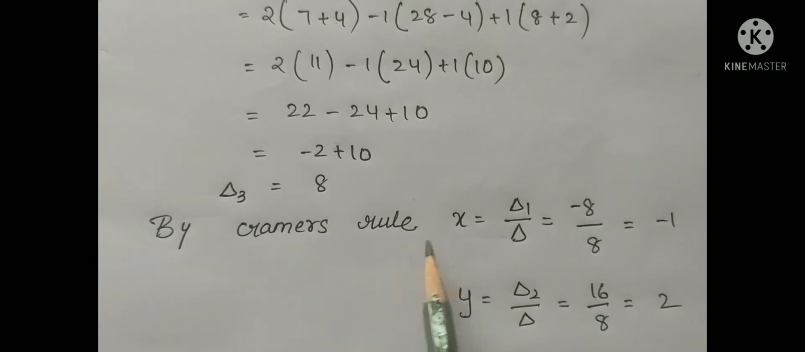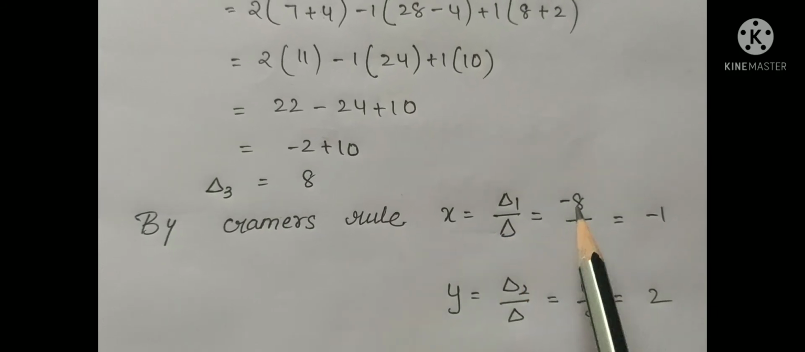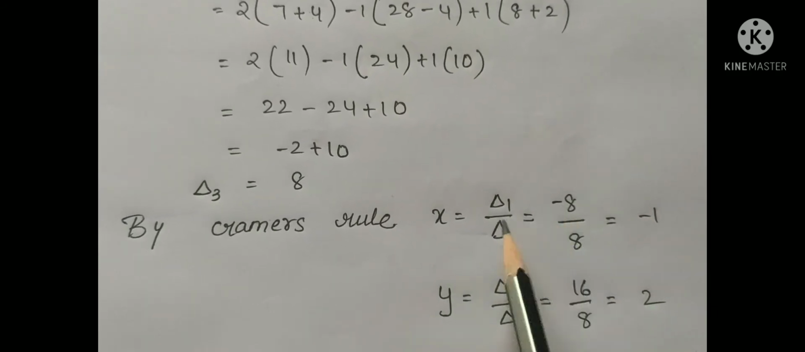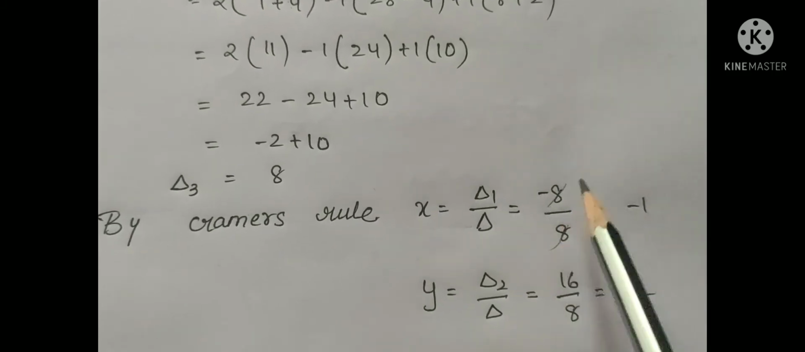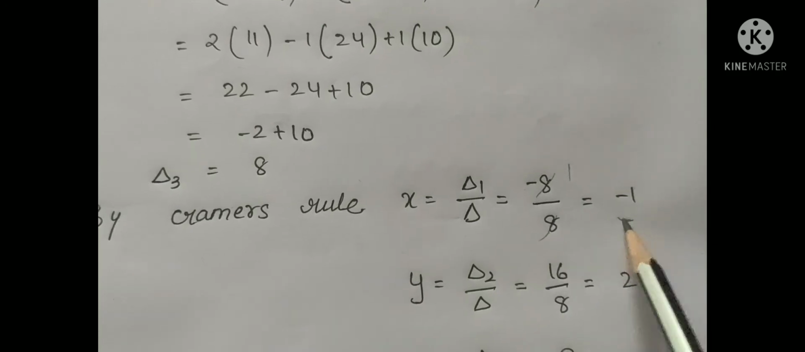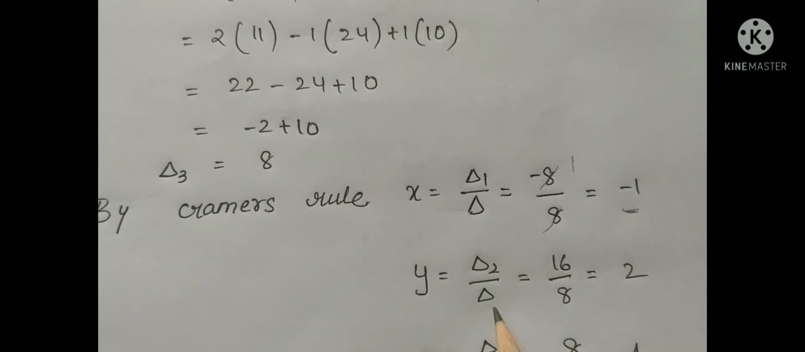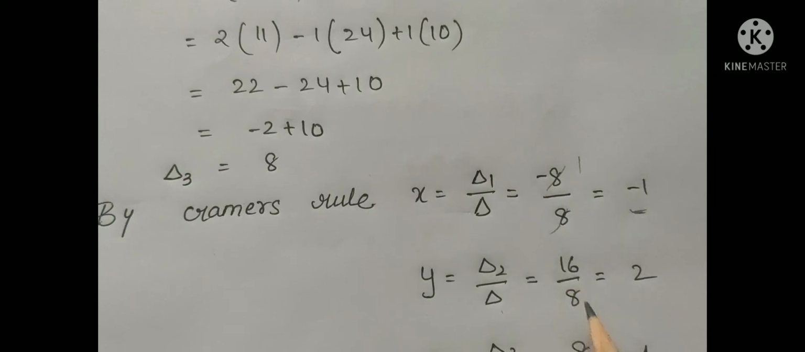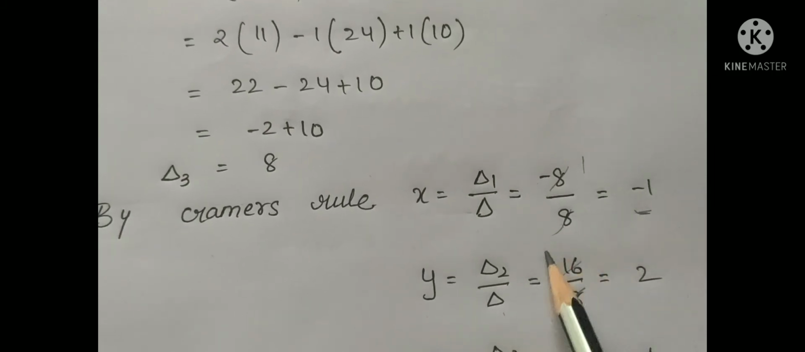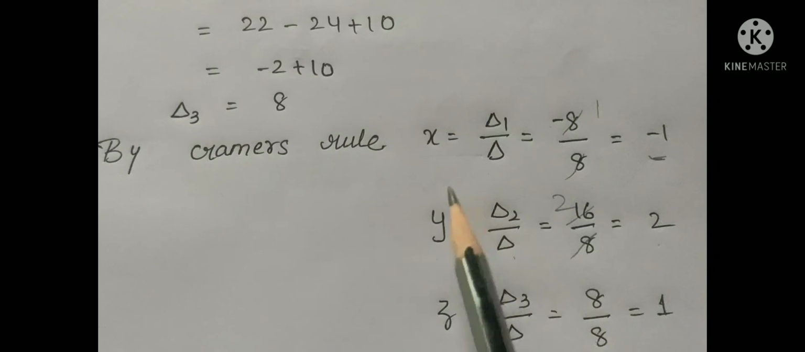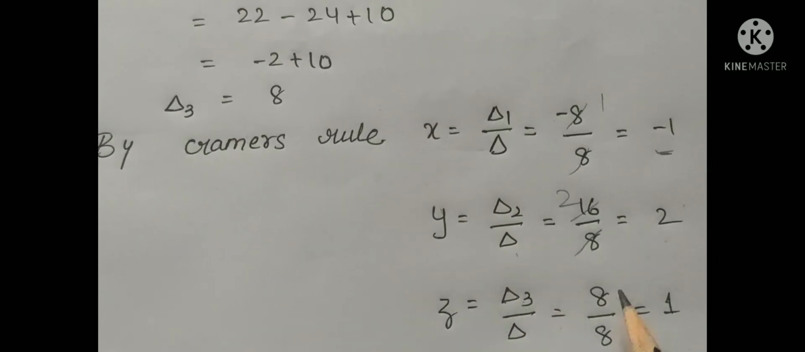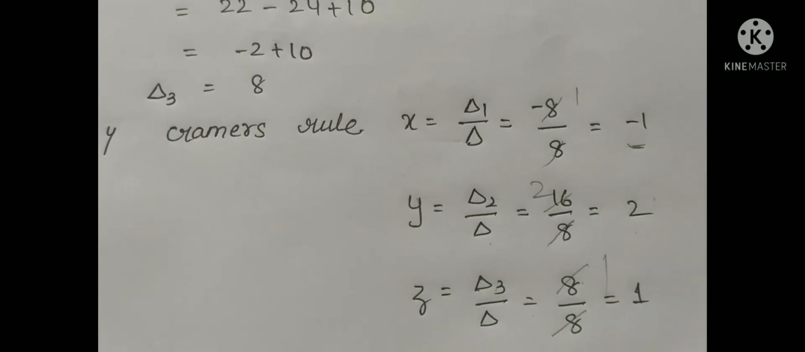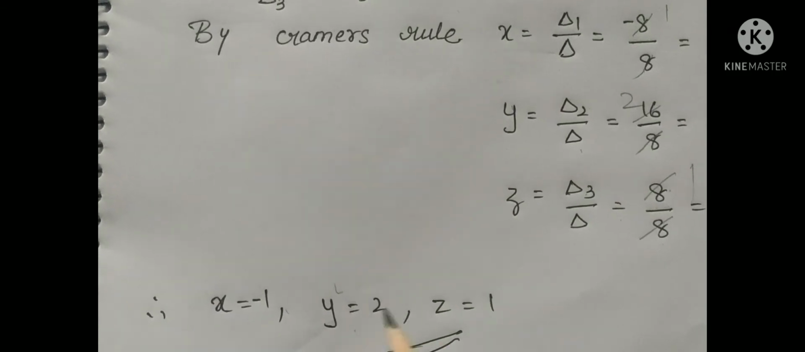By Cramer's rule, x is delta 1 by delta. Delta 1 is -8 and delta is 8. 8 ones are 8, so the answer is -1. Y is delta 2 by delta. Delta 2 is 16, 16 by 8. 8 twos are 16, so the answer is 2. Y is 2. Next, z is delta 3 by delta, equals 8 by 8. 8 ones are 8, so z is 1. Therefore x is -1, y equals 2, z equals 1.